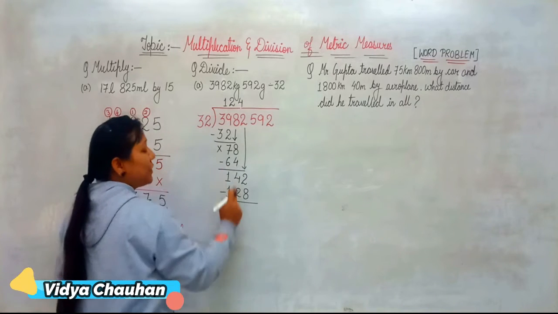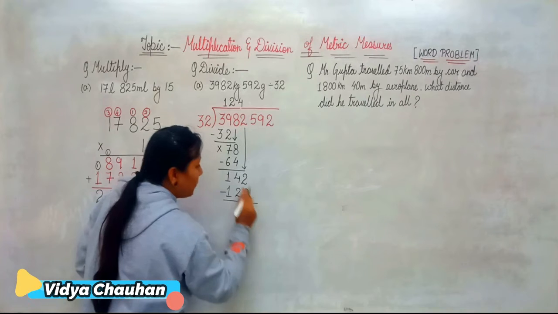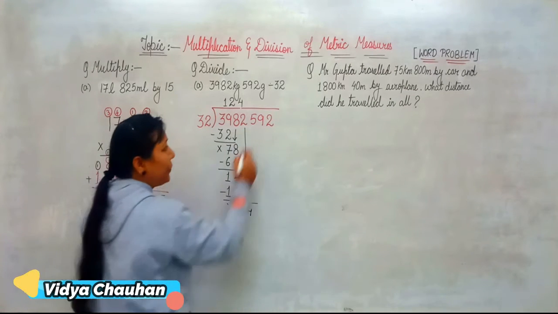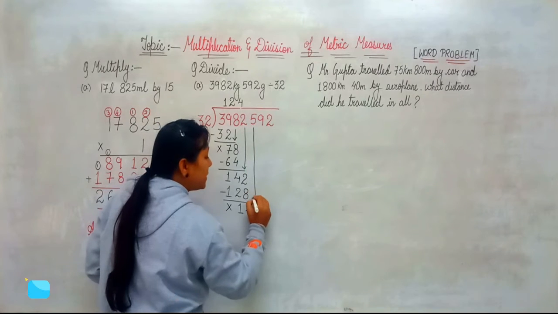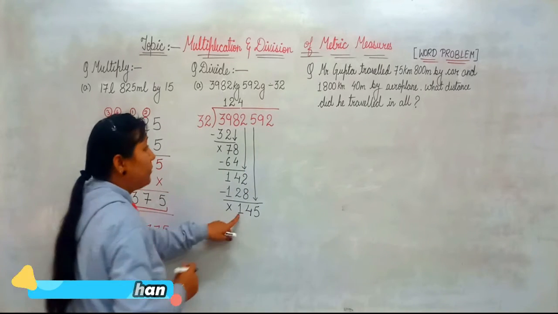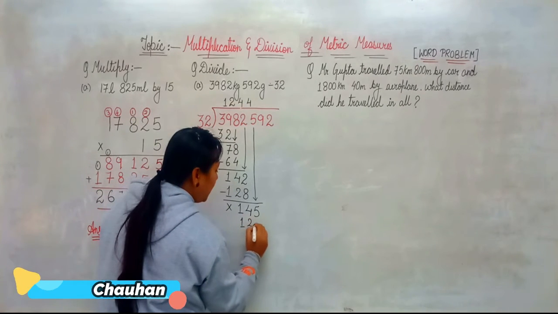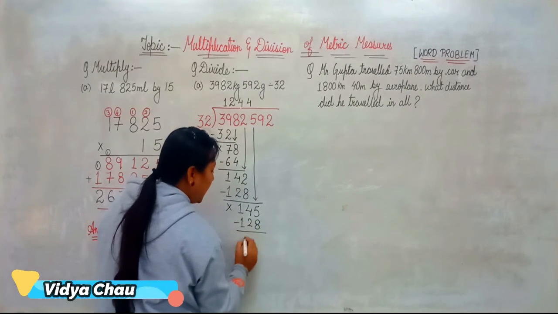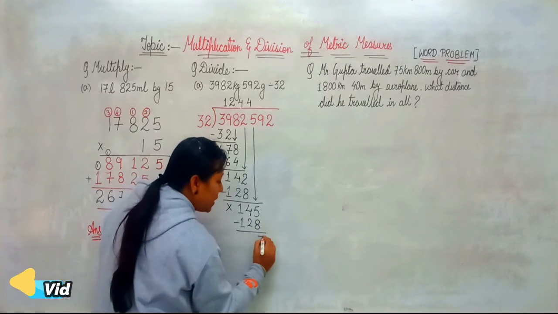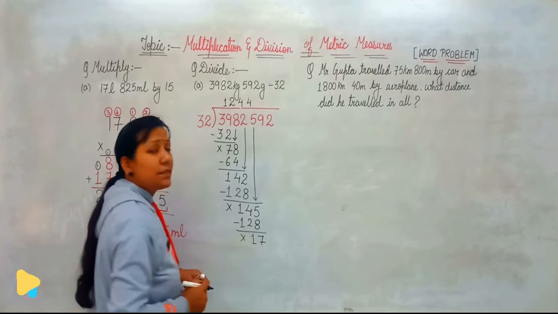So 32 4s are 128. Subtracting up here, 12 minus 8 is 4. 3 minus 1 is 2. 1 and 1 is 0. Now we will bring the next digit down, and the next digit down will give us 145. So once again, 32 4s are 128. Subtract the value. 5 minus 8, so that will become 15 minus 8, that will be 7. 3 minus 2 is 1, and 1 minus 1 is 0.